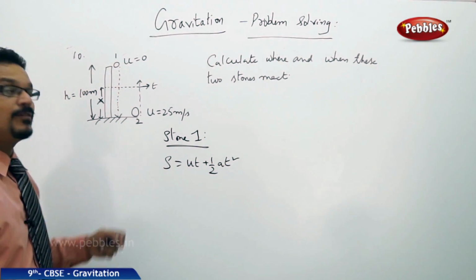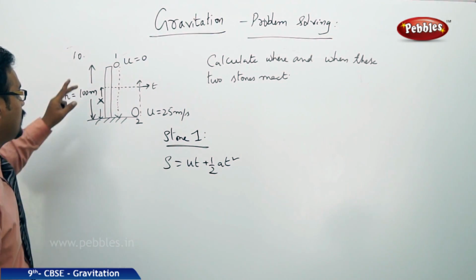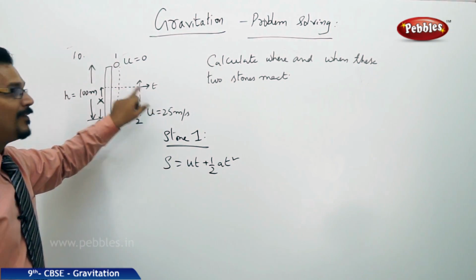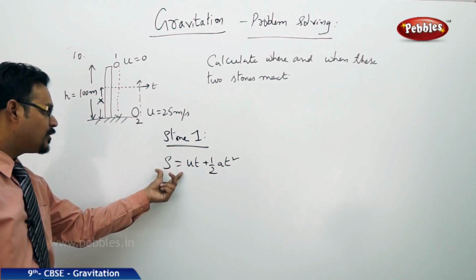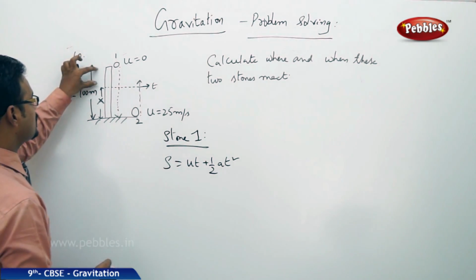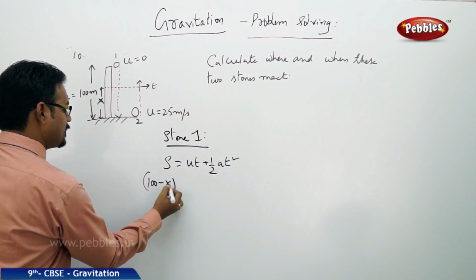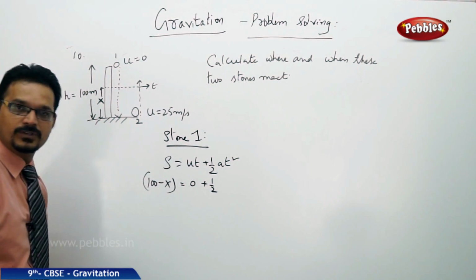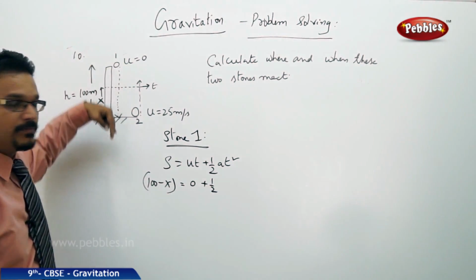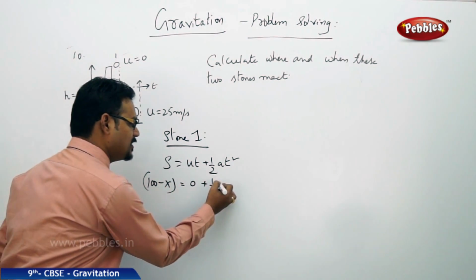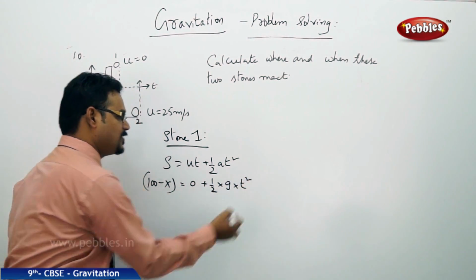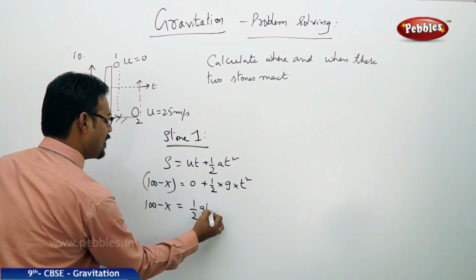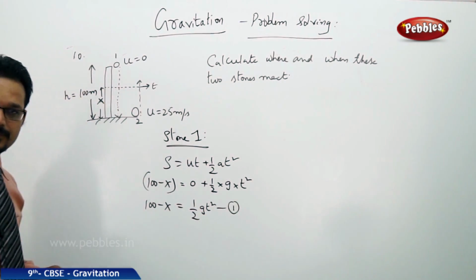You may be surprised at why I am taking this formula. Just think, we have distance traveled, we have speed, and we have time. When distance, speed, time are there, the only formula you have is s equals ut plus half at square. So the distance traveled is 100 minus x equals u, which is 0, 0 into t is 0, plus half into acceleration. As it's falling downwards because of the force of gravity, a is g, acceleration due to gravity. So this expression simplifies to 100 minus x equals half gt square. This is equation 1.